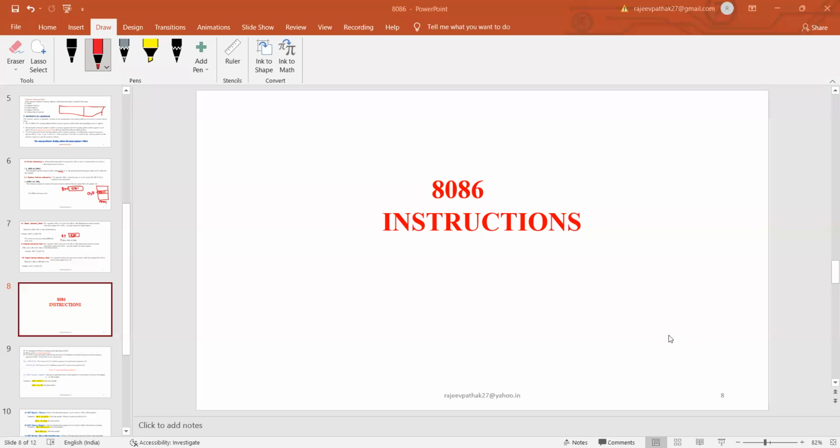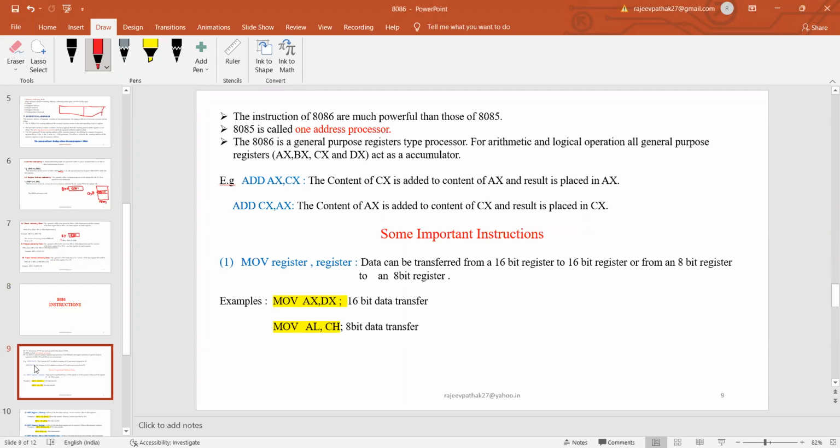Next, the last topic of 8086 is called 8086 instructions. I told you the 8086 instruction set is similar to the 8085 instruction set. I have already explained different types of 8085 instructions, how they operate with the data and their output. Now we have to discuss some of the important 8086 instructions. First of all, the instruction set of 8086 is much more powerful than the 8085.